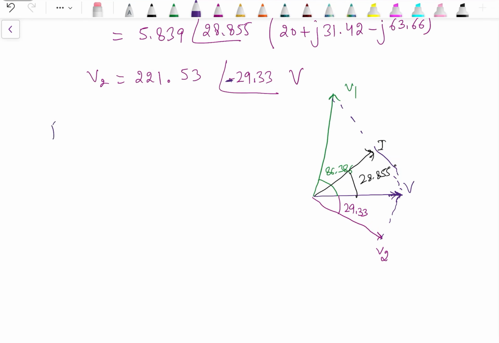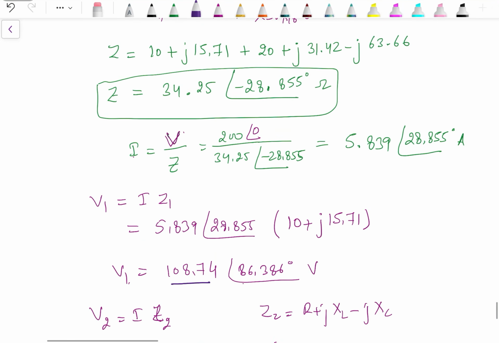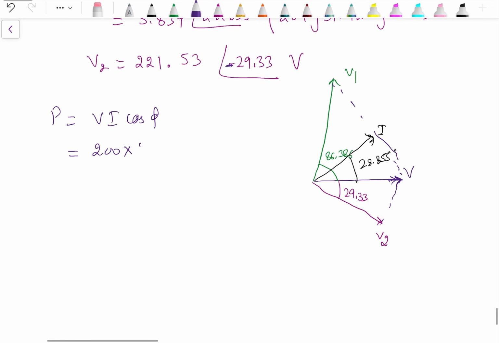So we have to calculate the active power as well, which is VI cos phi. Voltage is 200, current is 5.839 and phi is 28.85. 200 into 5.839 cos of 28.85. So this will give us the value of active power as 1022.993 watt.